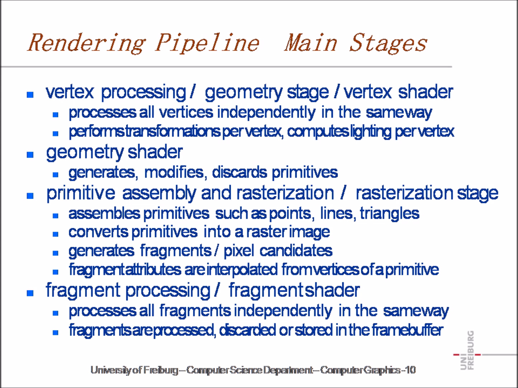Number three important stage in the rendering pipeline is primitive assembly and rasterization, also called the rasterization stage, in which we will assemble or complete the primitives such as points, lines, and triangles. Then it converts the primitives into a raster image, that is, into a 2D image. Then it generates fragments or pixel candidates.